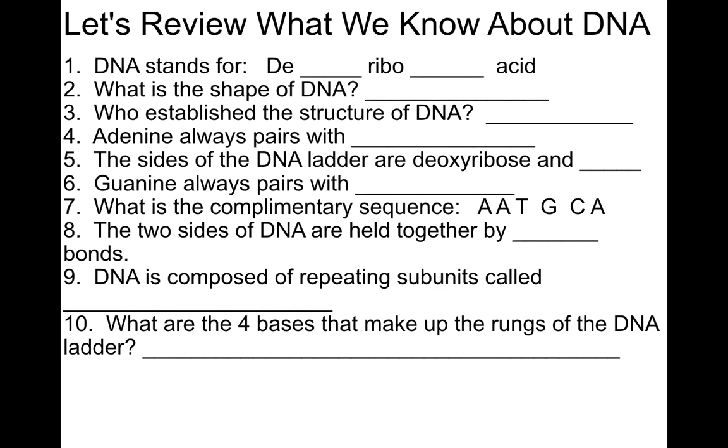So last thing here, let's see what you know about DNA. DNA stands for what? What is the shape of DNA? Who established the structure of DNA? Adenine always pairs with what? The sides of the DNA ladder are deoxyribose and what? Guanine always pairs with what? What is the complementary sequence of the one that's given? The two sides of DNA are held together by what kind of bonds? DNA is composed of repeating subunits called what? And what are the 4 bases that make up the rungs of the DNA ladder? I'd like you to find the answers to these and put them in your notebook.